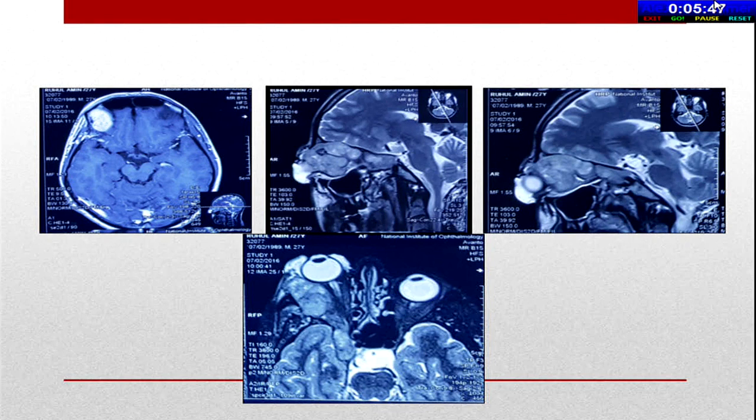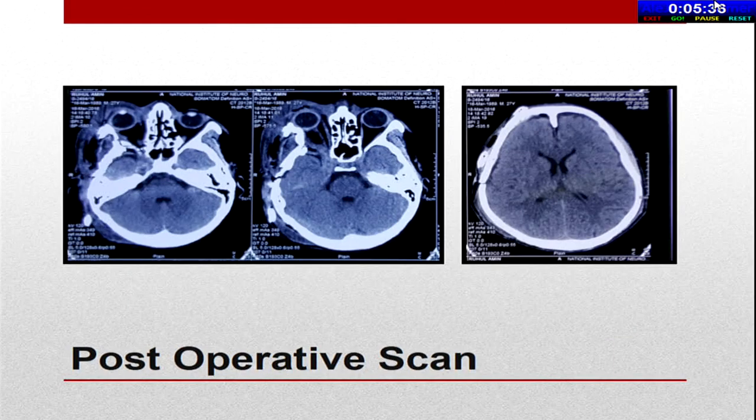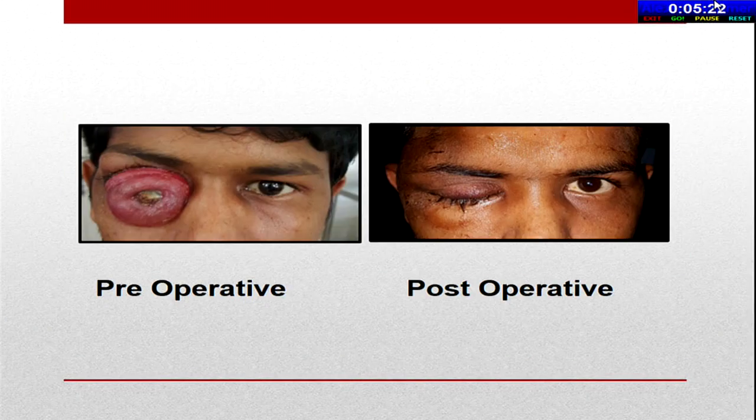We referred this case to the neurosurgery department of the Institute of Neuroscience, and in conjunction with the neurosurgeons, we did the surgery, and after surgery, this is gone. Histologically it was adenoid cystic carcinoma of the lacrimal gland, and the patient is under our follow-up. But we couldn't save the eye, so it had ptosis, and we had to do the evisceration later on. But he was disease-free.